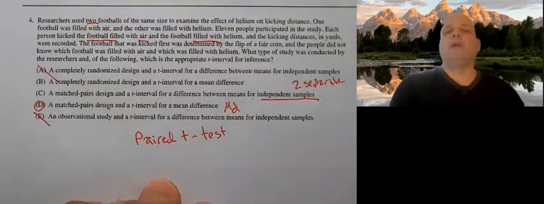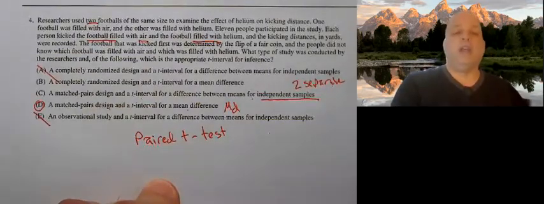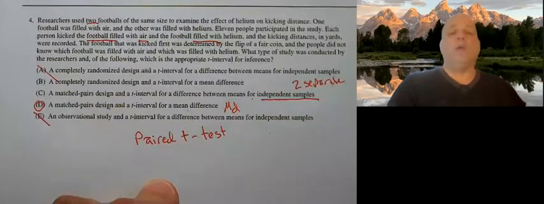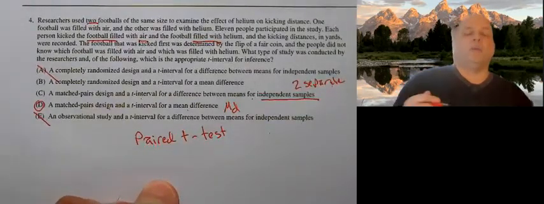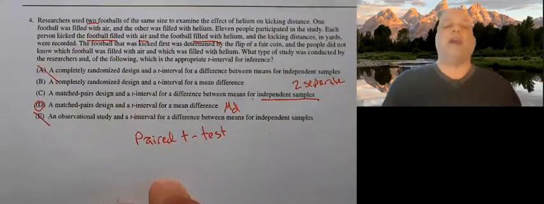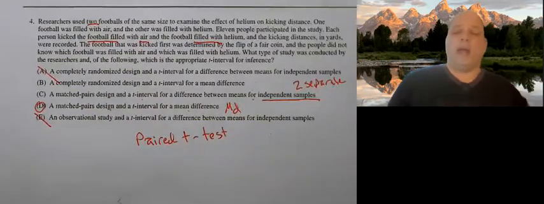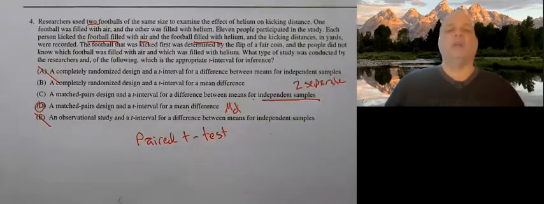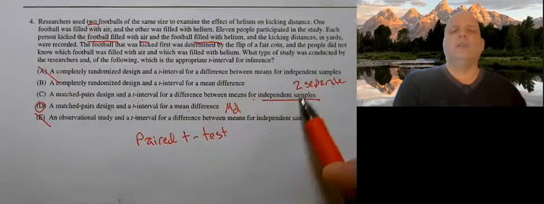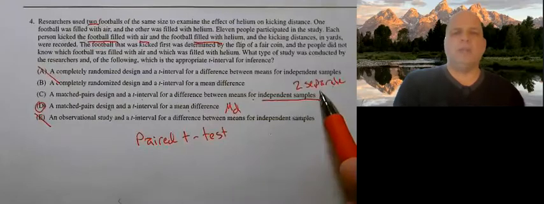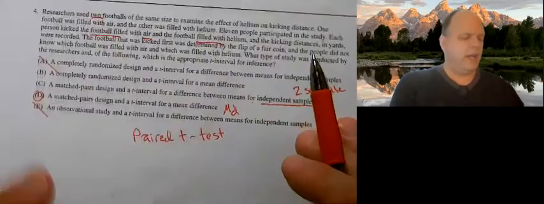And so basically we'd have a group of people who only kicked the helium football, and we took the average of their kicks, and we had a group of people who were randomly assigned to only kick the ones with the air, and we take the average of the air and the average of the helium and subtract them. But that's not what happened. We had one person kicking both, or actually we had 11 people, but they were kicking both. We didn't have 2 separate groups. Once again, to be a difference of means, we'd have to have 2 independent samples, and we didn't have that. So we had a mean difference, or a mu D, okay?